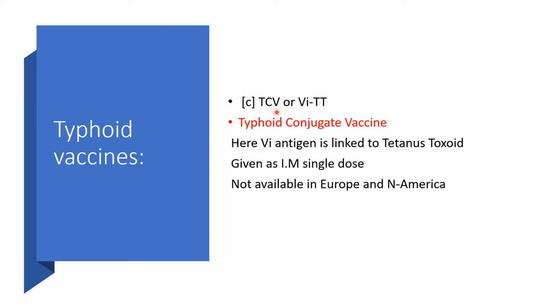The TCV or typhoid conjugate vaccine is also known as Vi-TT. Here, the Vi antigen is linked to tetanus toxoid. It's given as an IM single dose. It is not available in Europe and North America. Then ask me why it is available. It's available in India and some other parts of the world.